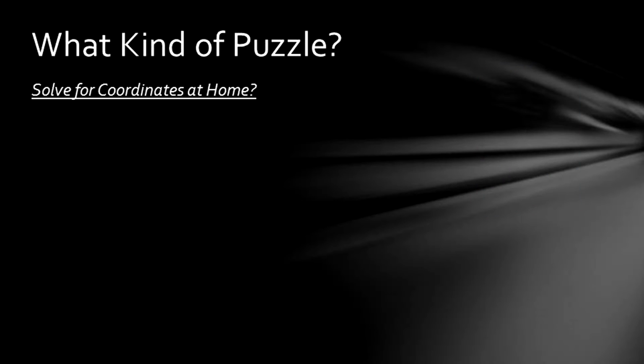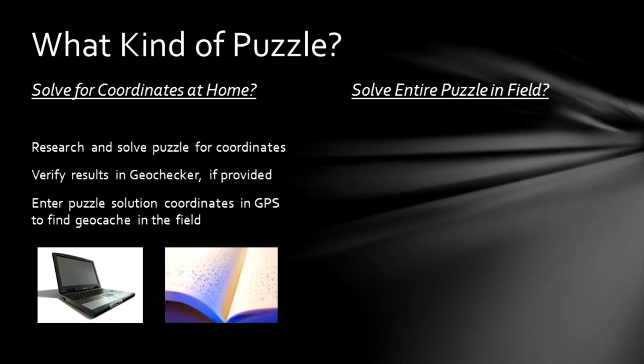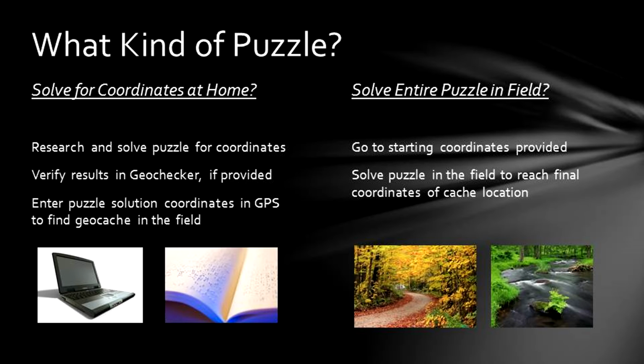There are two types of puzzle caches: those solved at home followed by a field search, and those that are solved entirely in the field. Those solved at home require research to complete the puzzle. If a geochecker is provided, the solution can then be verified. If correct, the cacher can then proceed to the field to find the cache. Puzzle caches solved in the field generally start at the posted coordinates. The cacher must then solve a field puzzle to reach the final cache coordinates.